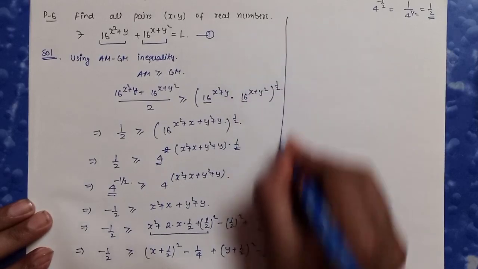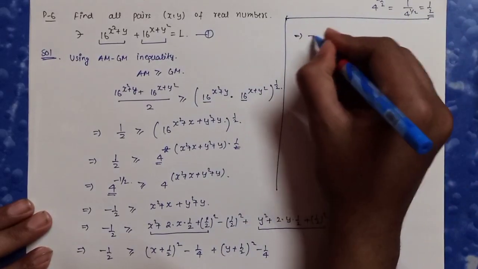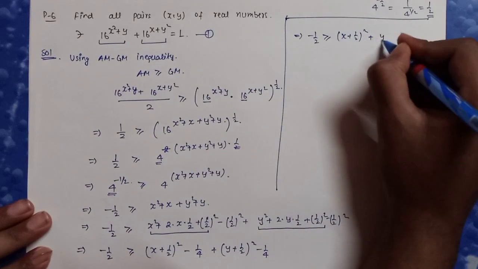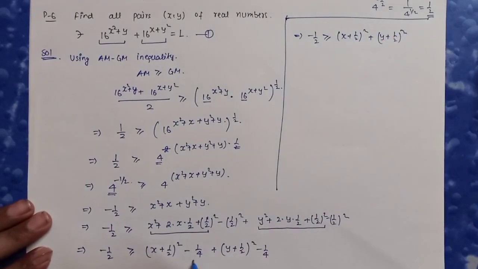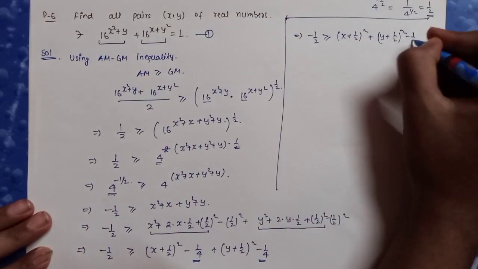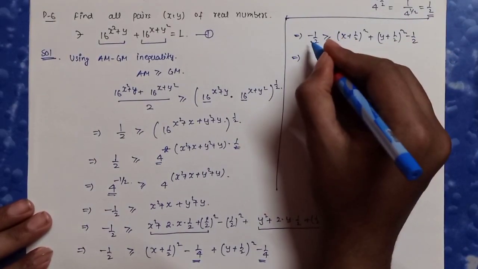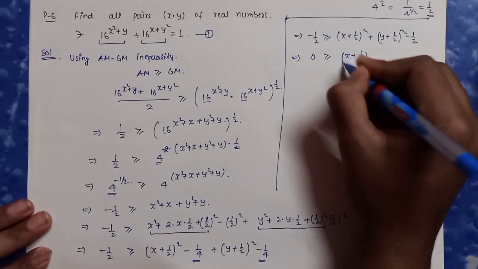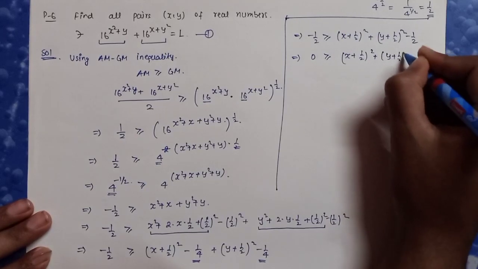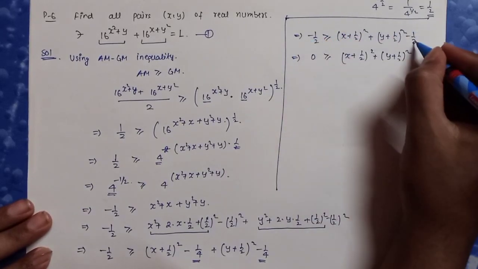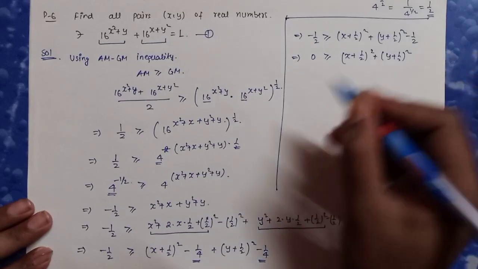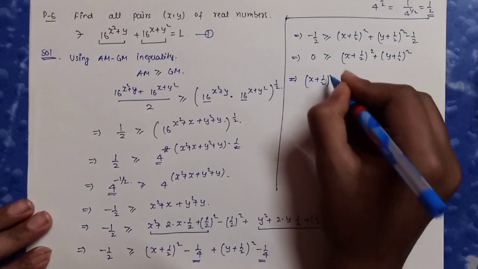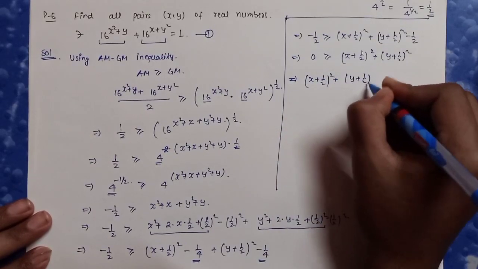So now let's rewrite here. Minus half is greater than or equal to x plus half whole square plus y plus half whole square, and the minus 1 by 4 twice turns out to be minus half. So if I take the minus half across, I can write 0 is greater than or equal to x plus half whole square plus y plus half whole square, and the half minus half will turn out to be 0. Now let's rewrite this: x plus half whole square plus y plus half whole square is less than or equal to 0.